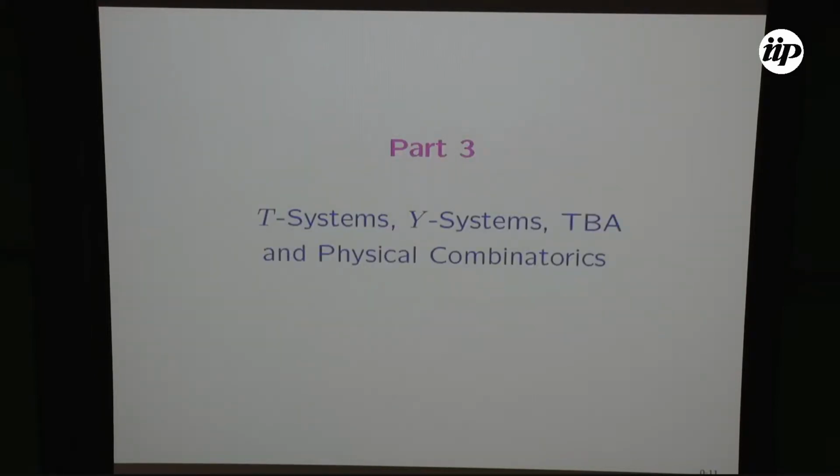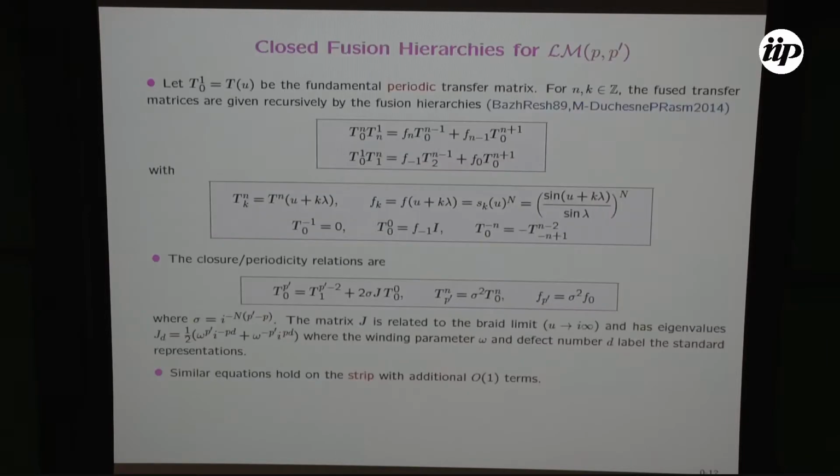All right, next let me move on to T systems, Y systems, TBA, and physical combinatorics. We start with the fundamental. Now I'm going to work with the periodic system. Everything works similarly for the strip, except there are some order 1 terms. In the setting of the minimal models, it was shown by Bazhanov and Reshetikhin that these fused transfer matrices satisfy fusion hierarchies. So these T to the N are mutually commuting higher level transfer matrices.